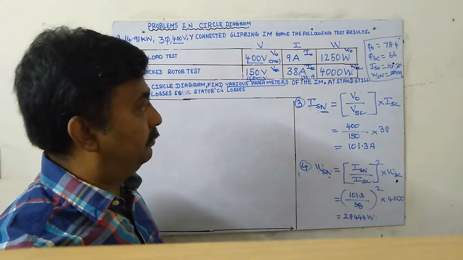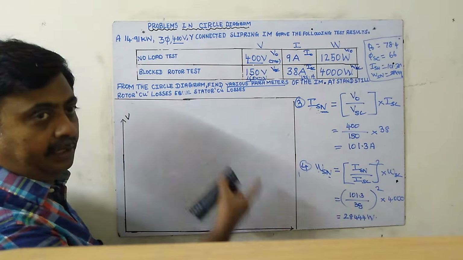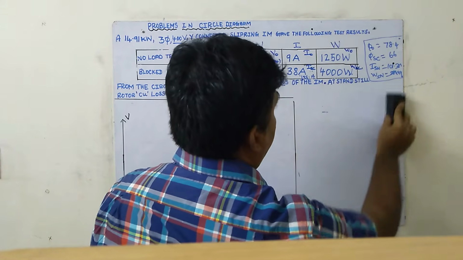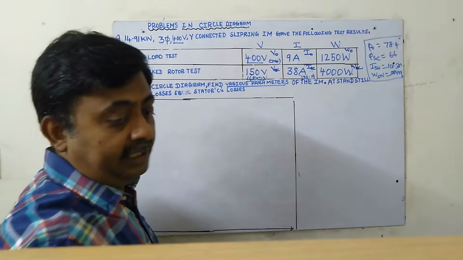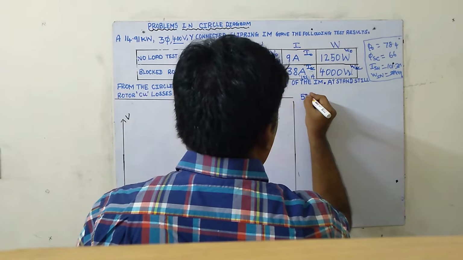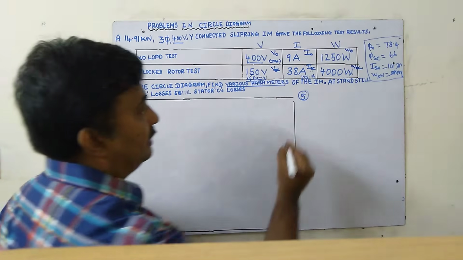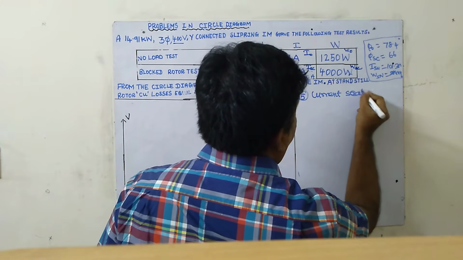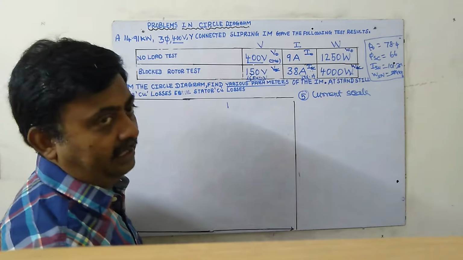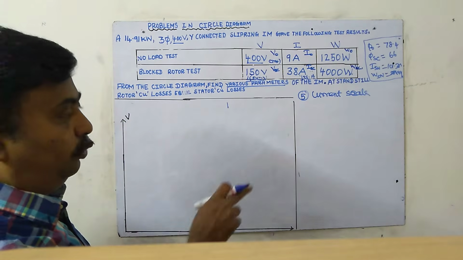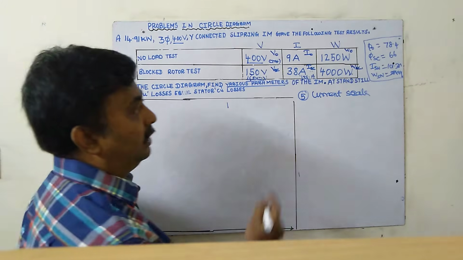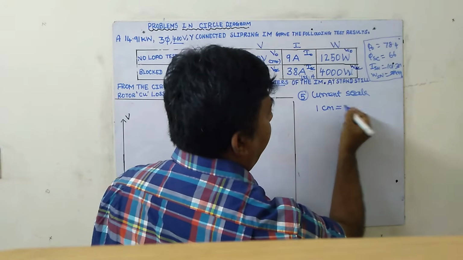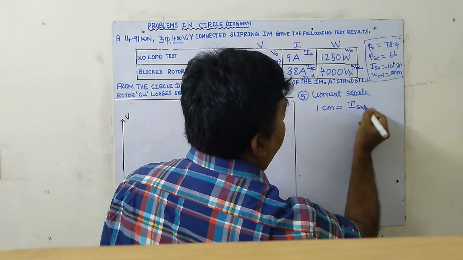Next, fifth step. Here I left the space for drawing the circle diagram. Next, we have to fix the current scale. Nothing but 1 centimeter equal to how much, that is called current scale, on the x-axis and y-axis. How to fix it? This is rough only, but normally we take 1 centimeter equal to ISN divided by 20.